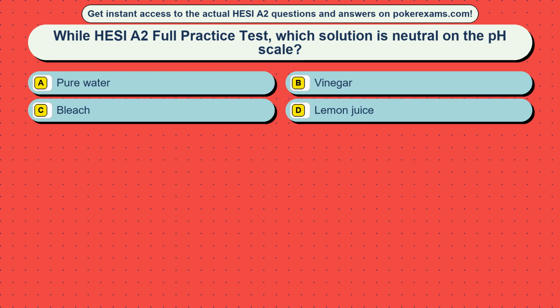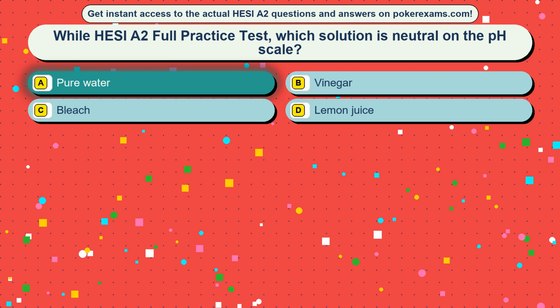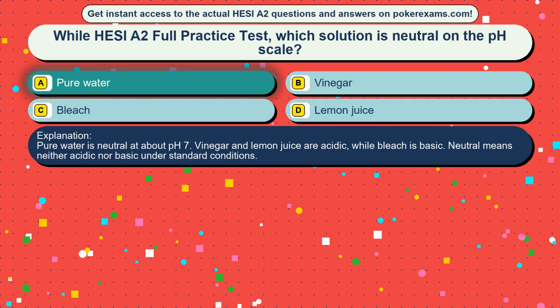Question 17. While HESI A2 full practice test, which solution is neutral on the pH scale? Option A, pure water, option B, vinegar, option C, bleach, option D, lemon juice. The correct answer is option A, pure water. Pure water is neutral at about pH 7. Vinegar and lemon juice are acidic, while bleach is basic. Neutral means neither acidic nor basic under standard conditions.